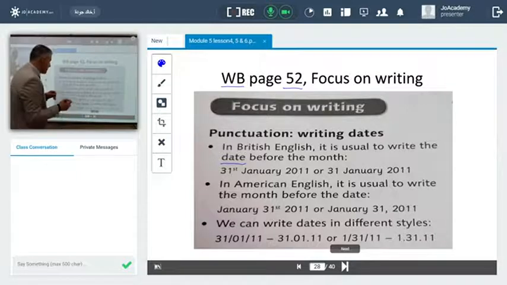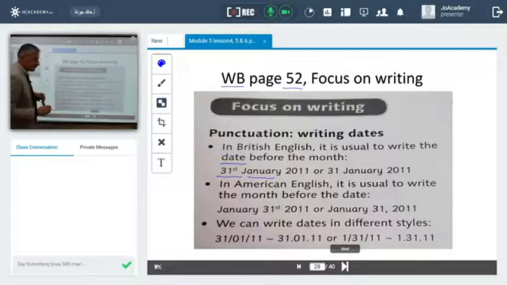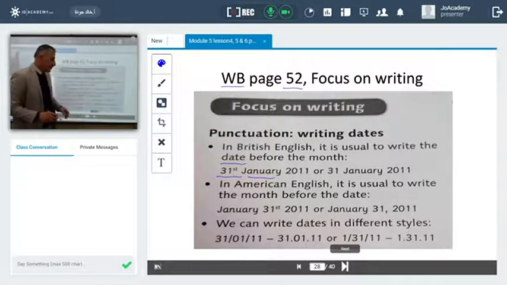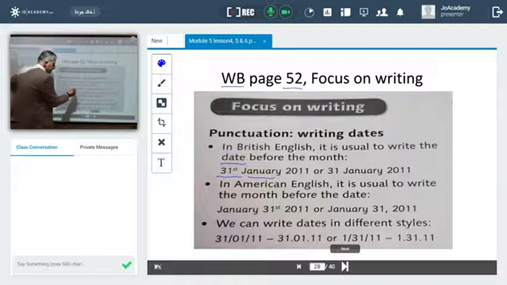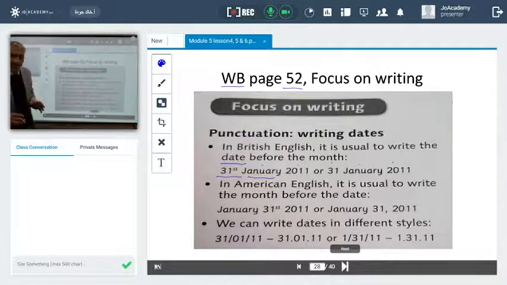So it becomes like this: 31st January 2011. Either 31st or 31 January 2011. So here's the month and here's the year. So date, month, year. This is the British way of writing the date.